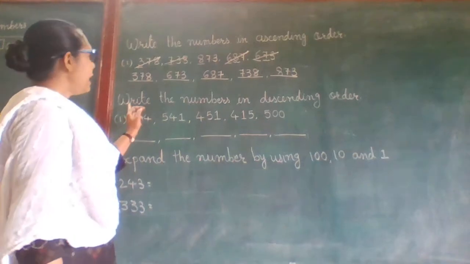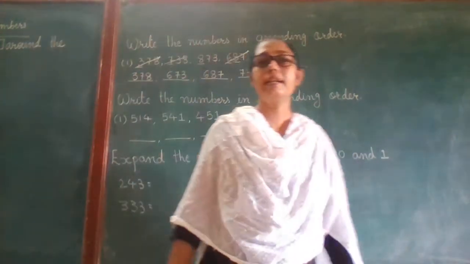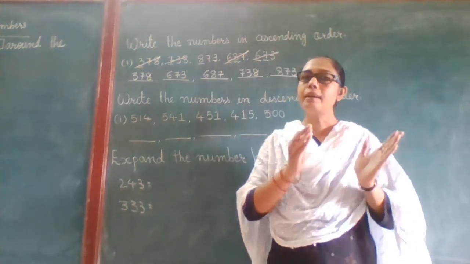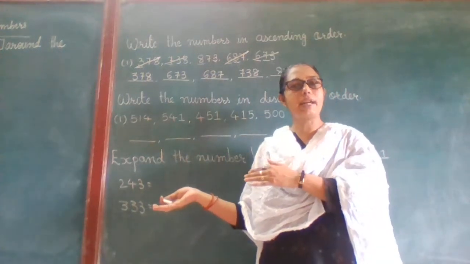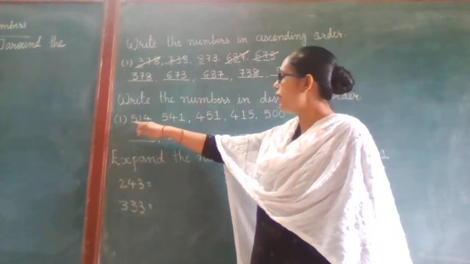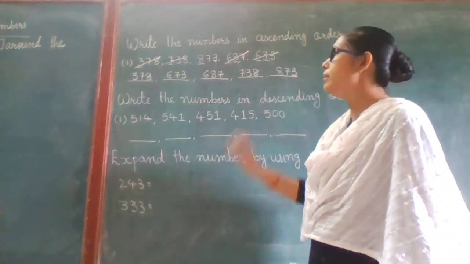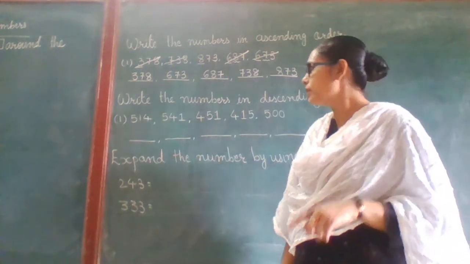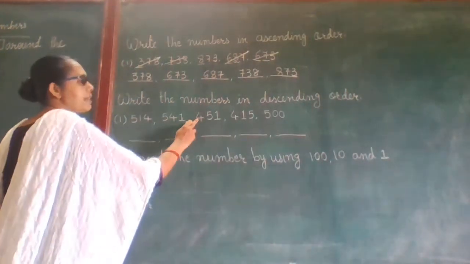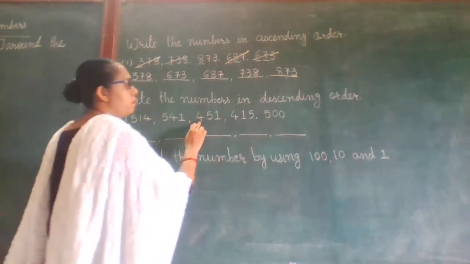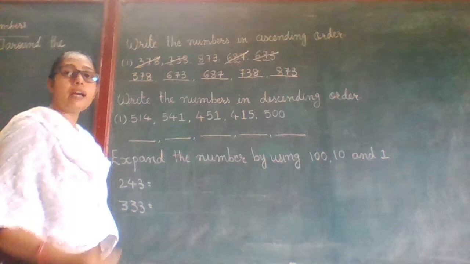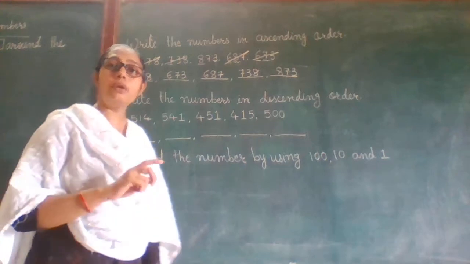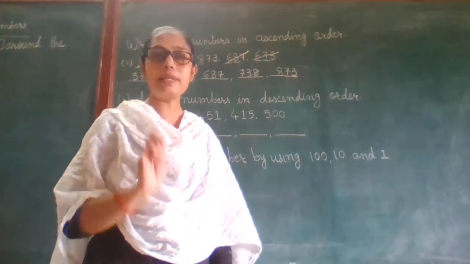Now write the numbers in descending order. Descending order means bigger to small. Means first of all we have to write the biggest number and at last we have to write the smallest number. So here we have 1, 2, 3, 4 and 5 numbers. Among these, first of all we have to find the biggest number. So we check the hundreds place. 5, 5, 4, 4, 5. See, we get only 2 digits, 5 and 4.